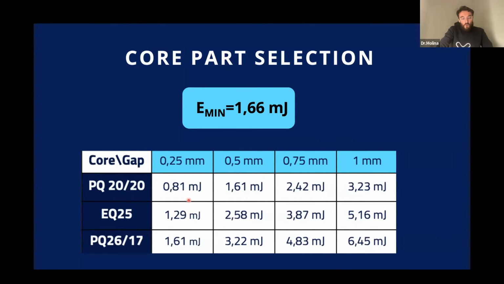Then if we come here, we see that EQ25 is not even able. Now we move to the right, and again the PQ20 is not able. Then the second option here is already able. I mean, EQ25 with 2.58, sorry.